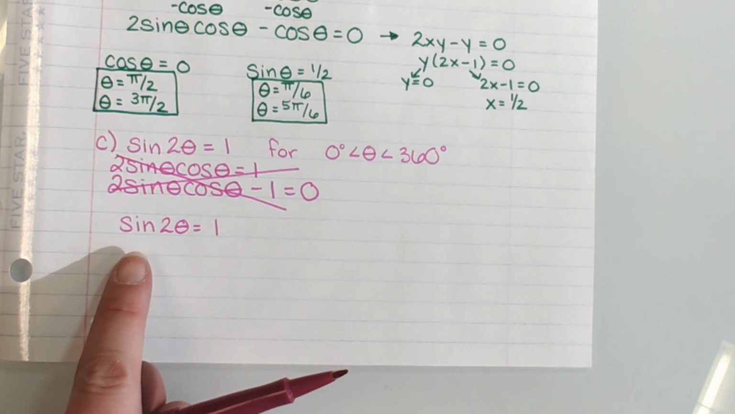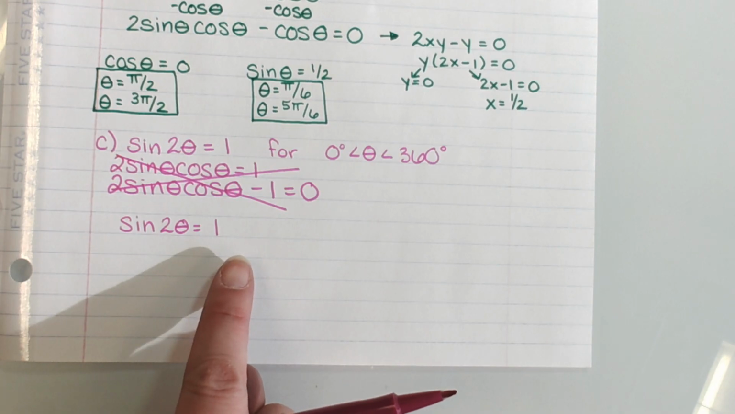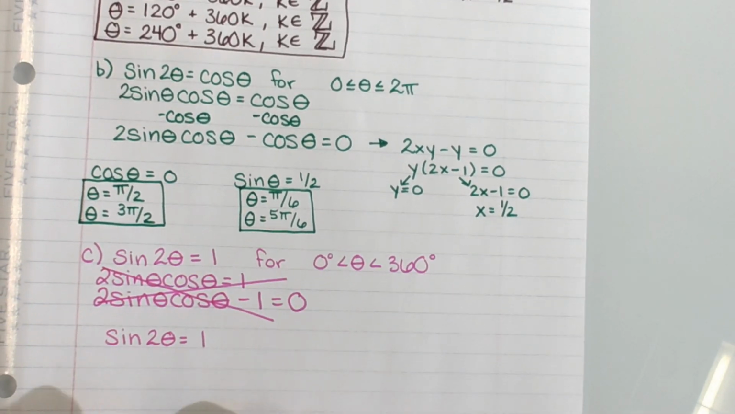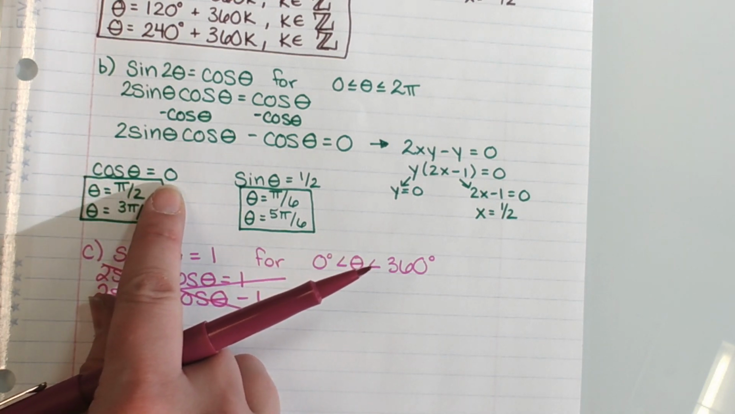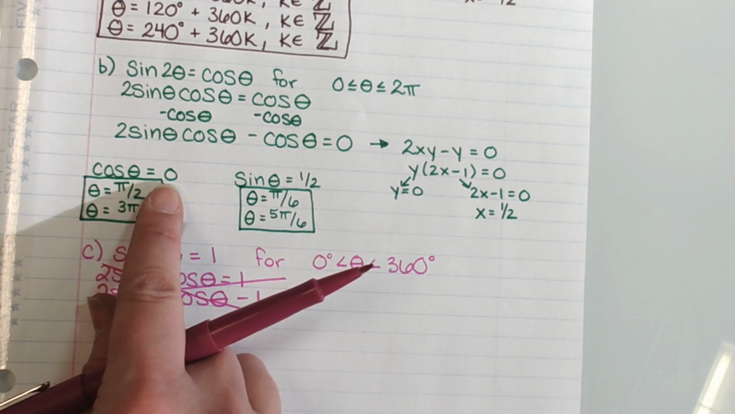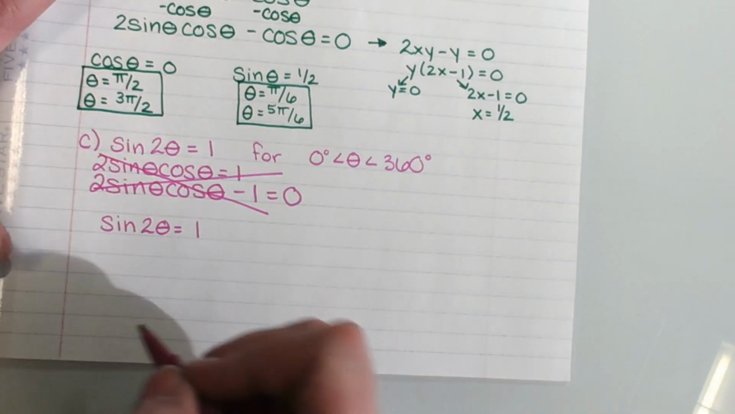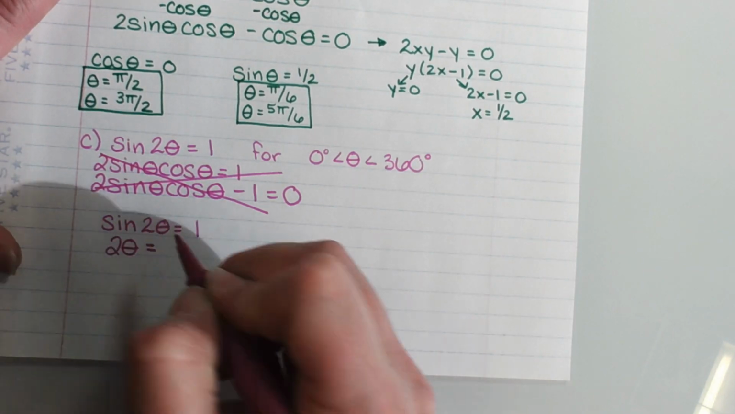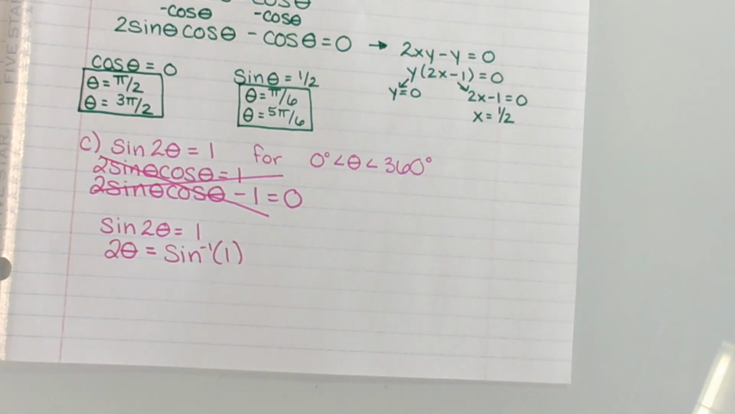On this side, I'd be left with 2 theta. On this side, I'd be left with sine inverse of 1, which is what we've been doing when we've been looking at our unit circle saying, where is cosine of theta equal to 0? Technically, we're doing cosine inverse of both sides. This side's left with theta. This side, we're just using the unit circle to do the inverse trig.